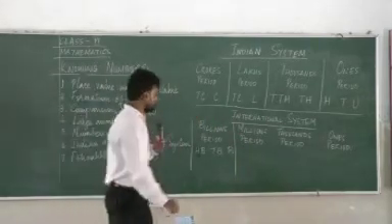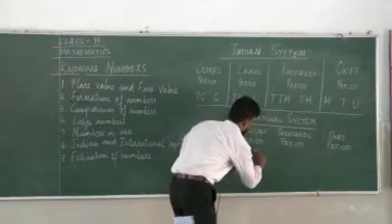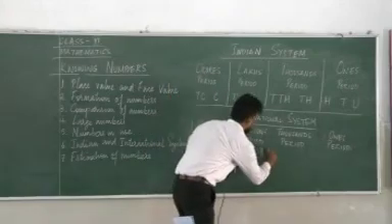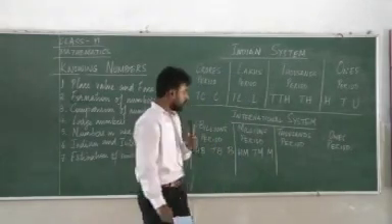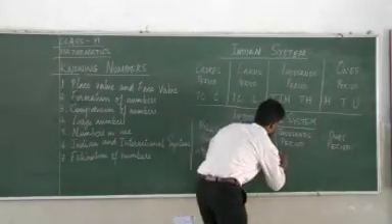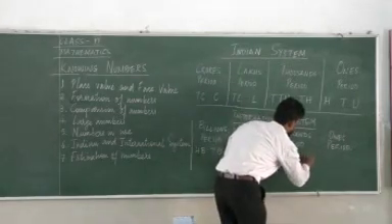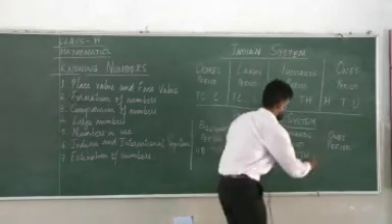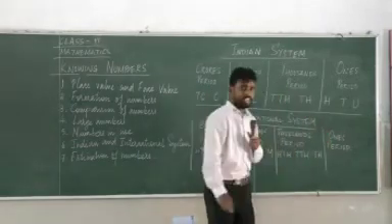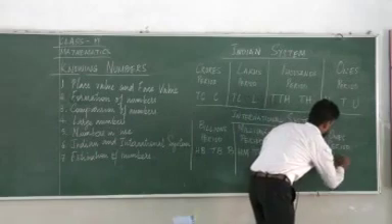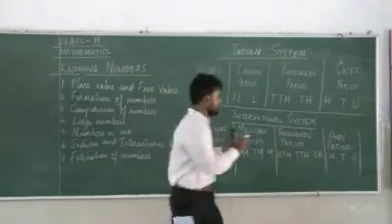In millions period, we have 100 million, 10 million, and million. Similarly, in thousands period we have 100,000, 10,000 and 1,000. In ones period we have 100, tens and units.